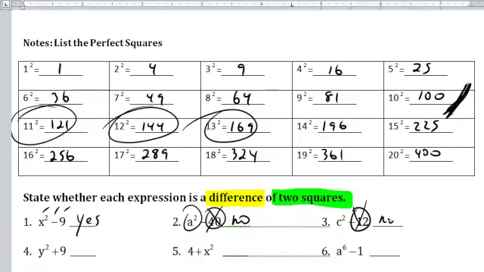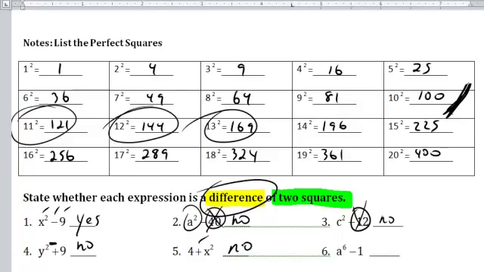12 is not a perfect square, so this is no. This y squared and 9 are definitely perfect squares, but there's not a difference. There's no minus between them. Okay, so we're going to say no. There's a plus in between those, so we're going to say no.